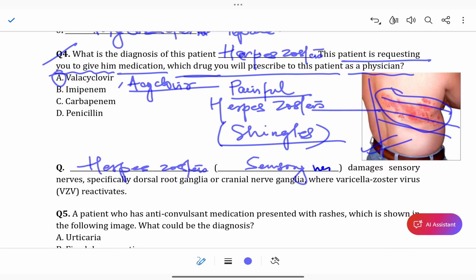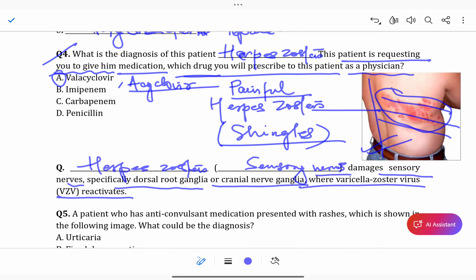Sensory nerves, especially the dorsal root ganglion or cranial nerve ganglion, where the varicella zoster virus, VZV, reactivates. Okay.